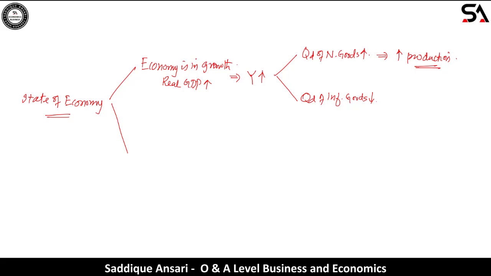So for normal good, YED is positive, and if economy is in growth and income of people is increasing, it means producers should increase the production of normal goods because people would like to buy more of the normal goods. And by increasing production of normal goods, producers can increase sales of the normal goods to increase total revenue. So sales of normal goods will increase and hence total revenue will increase. What should producers of inferior goods do? They should decrease production because people would like to buy less of the inferior goods.